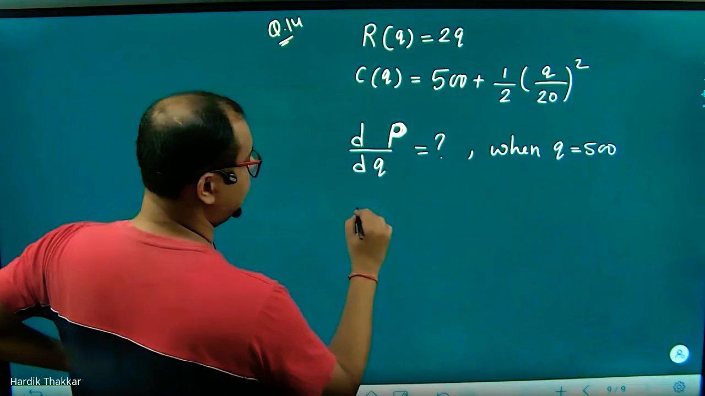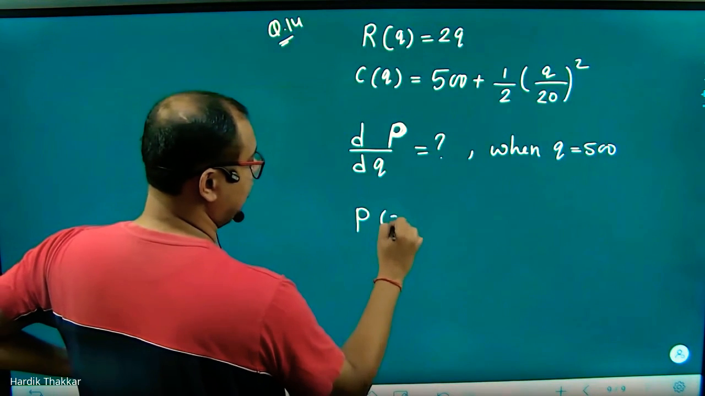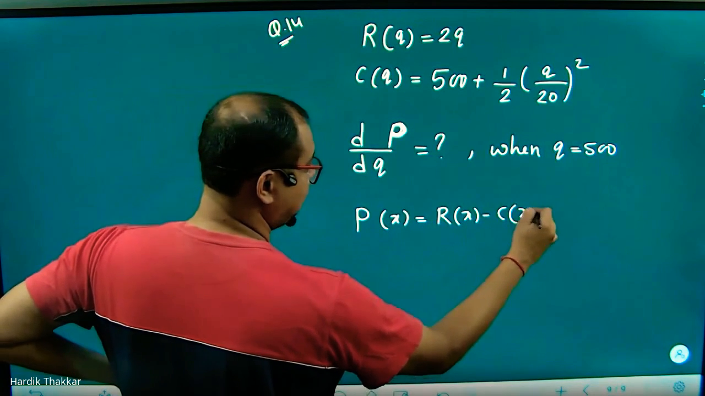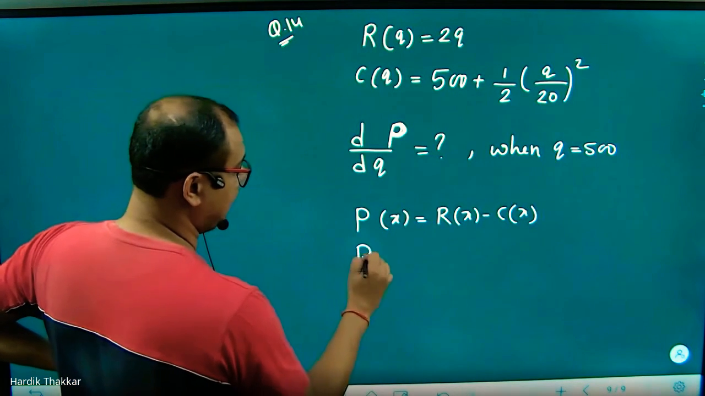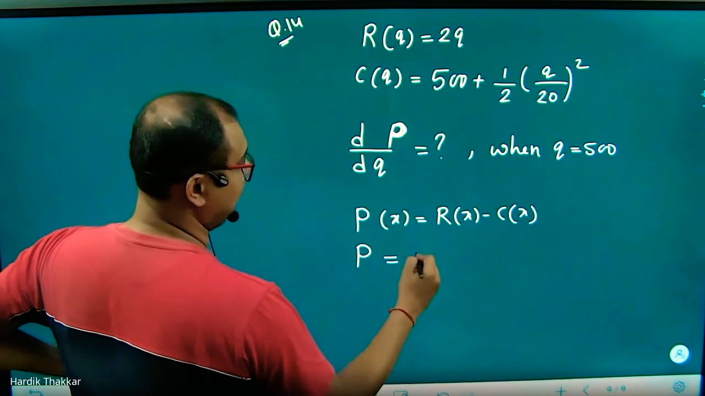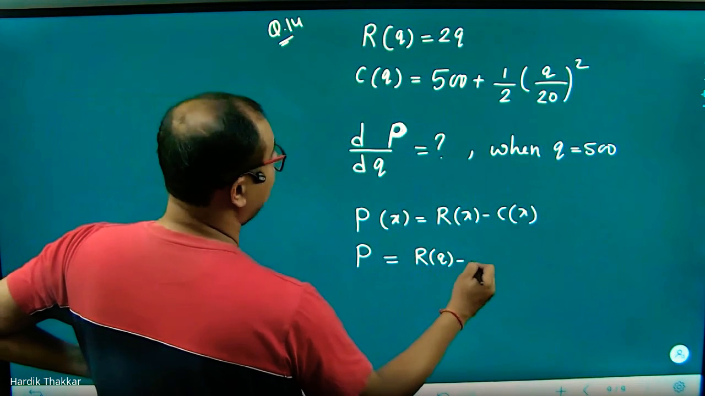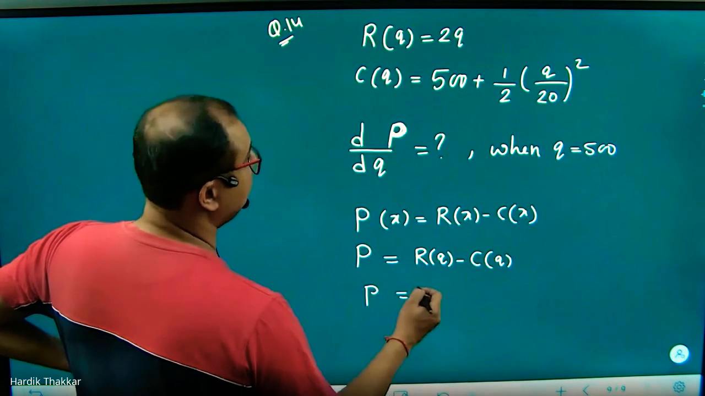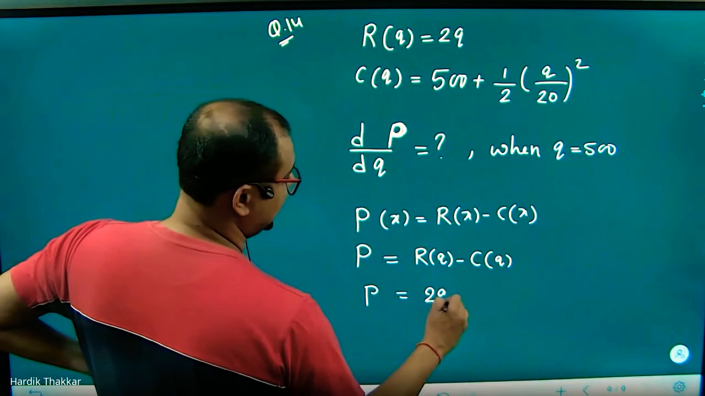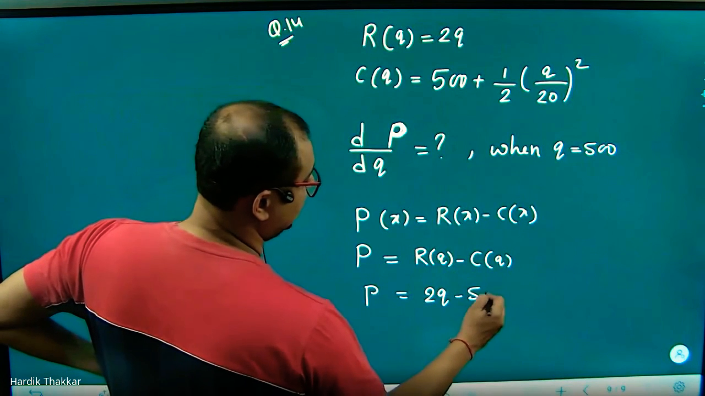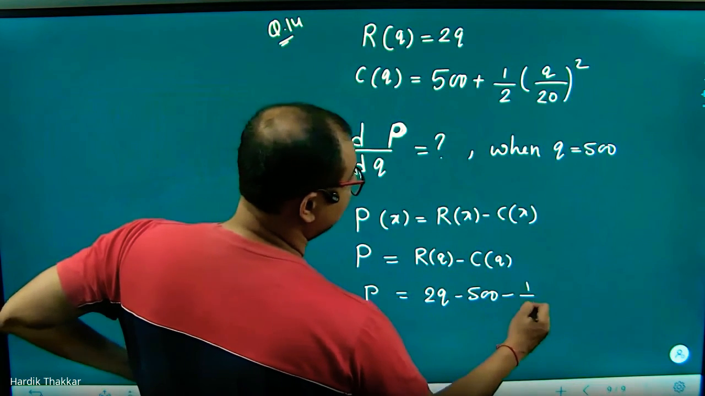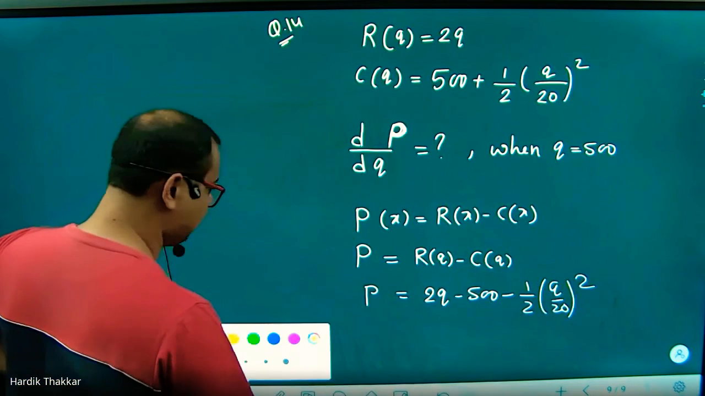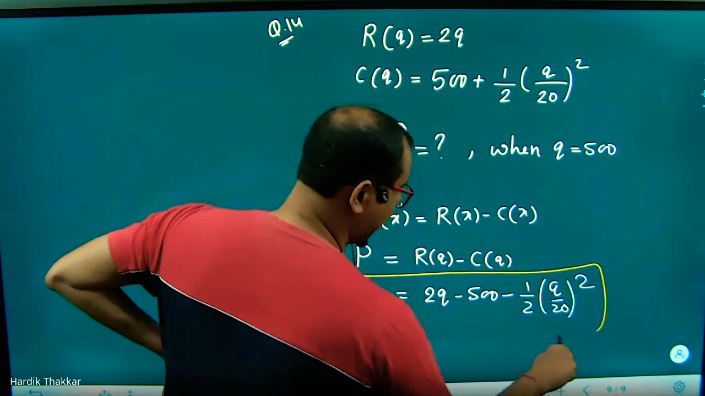So first you have to find profit. Remember, profit is equal to revenue minus cost. Here profit capital P is equal to revenue, represented by R of Q, minus cost, represented by C of Q. So profit will be P is equal to 2Q minus the cost, which is 500 minus 1 upon 2 (Q by 20) whole square. This is the profit function in terms of Q.